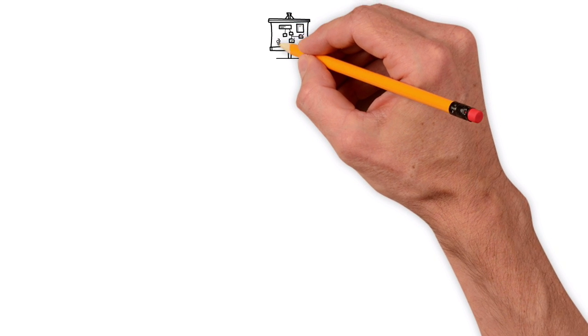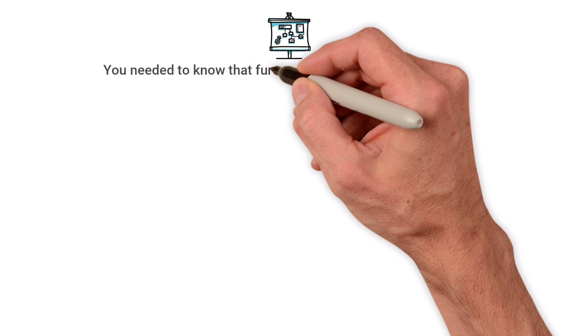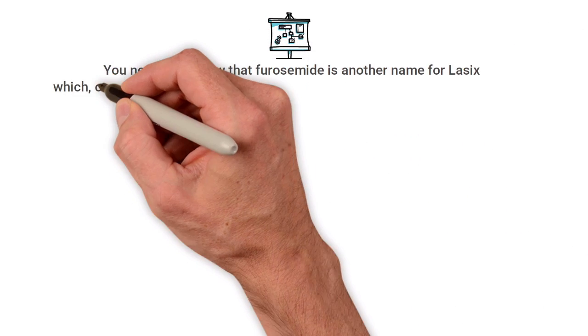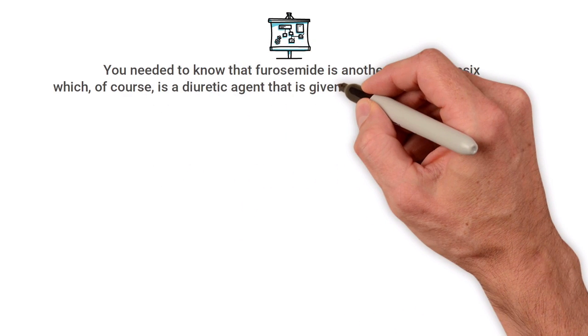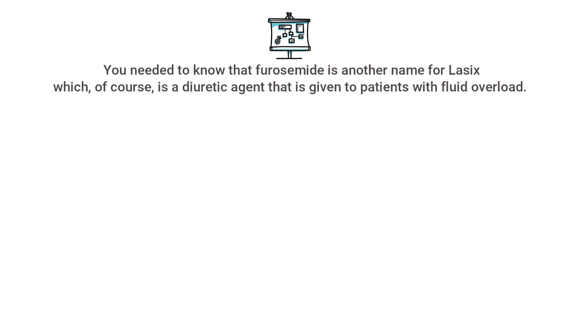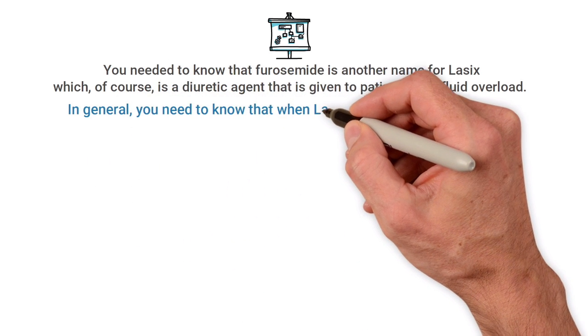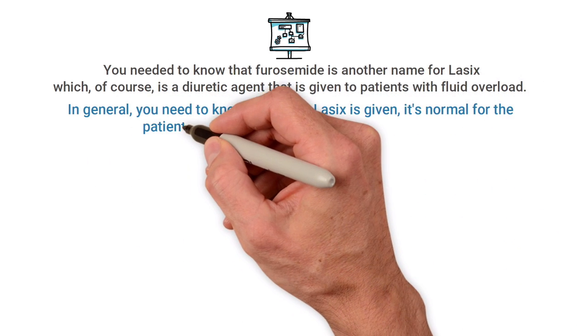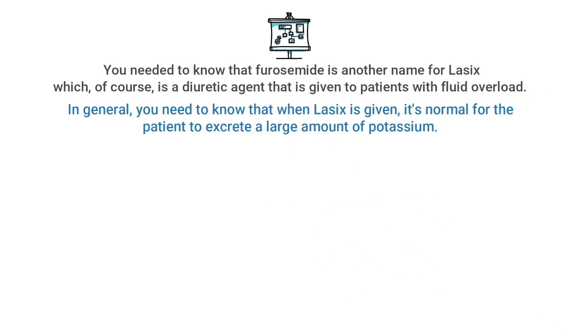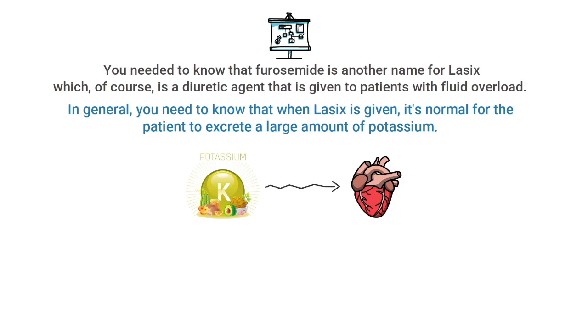Let's break it down. First and foremost, you needed to know that furosemide is another name for Lasix, which of course is a diuretic agent that is given to patients with fluid overload. In general, you need to know that when Lasix or any diuretic agent is given, it's normal for the patient to excrete a large amount of potassium. And remember that potassium levels are associated with the heart, so this explains why the patient has a new arrhythmia.